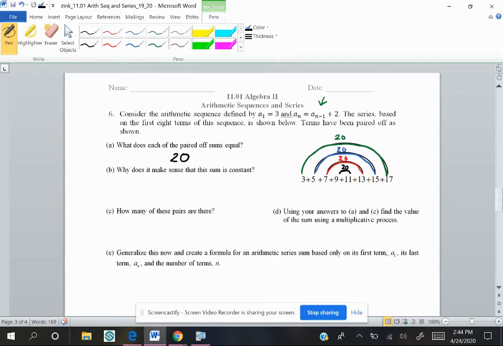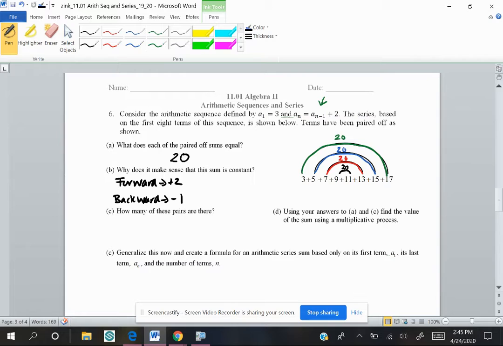Why does it make sense that this sum is constant? Why does it make sense that these pairs will always add to 20? Well, look at the numbers and try to think about why that makes sense. If we are going forward, you're adding 2 every time. And if you're going backwards, you're subtracting 2 every time. So those are always going to give you that same sum. And in this case, that sum is 20.